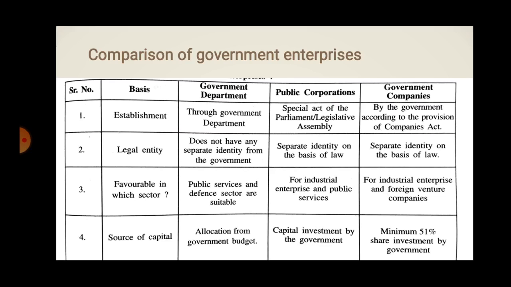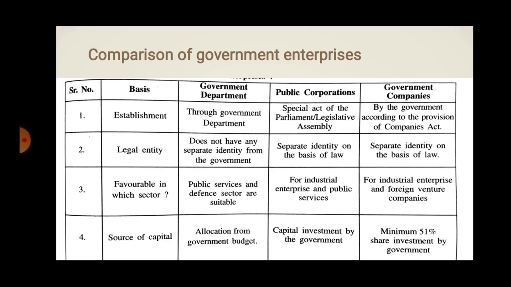Legal entity. So a government department does not have a separate identity from government, but a public corporation and a government company have a separate identity from government department, and they are separate on the basis of law. A public corporation comes into existence by a special act, so it has a separate identity, and government companies are also established according to the Companies Act, not according to the government provisions, so they also have a separate identity from government.